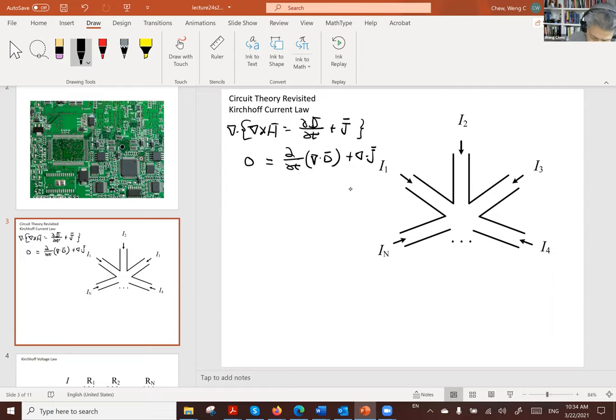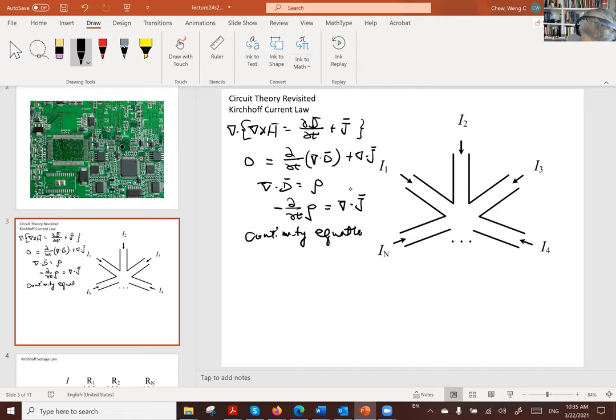But then you impose Gauss's law, or Coulomb's law, if you wish to call it that way, and then you essentially have the fact that the partial derivative with respect to t of rho is equal to minus the divergence of J, which is the continuity equation. And this is essentially a statement of charge conservation.